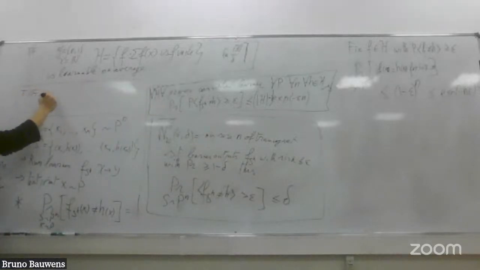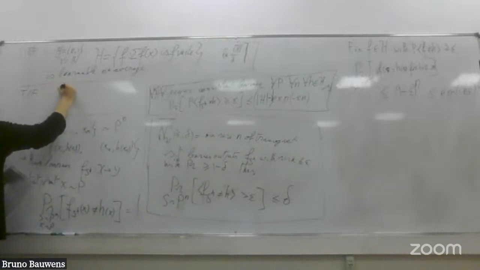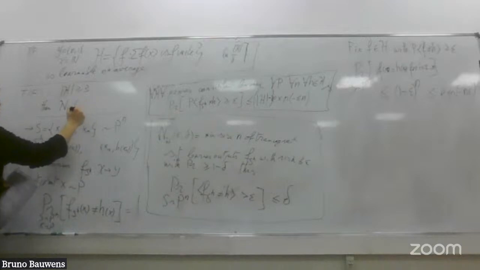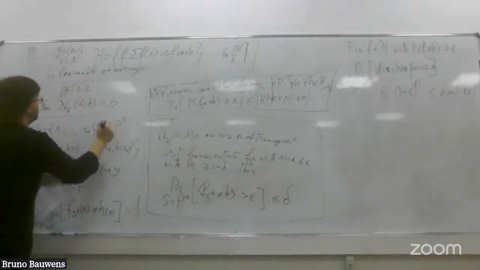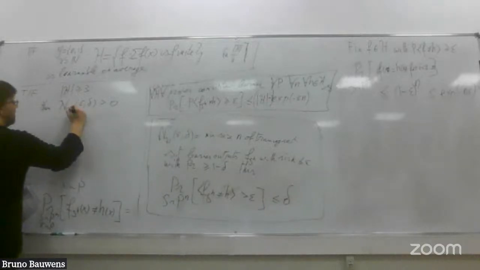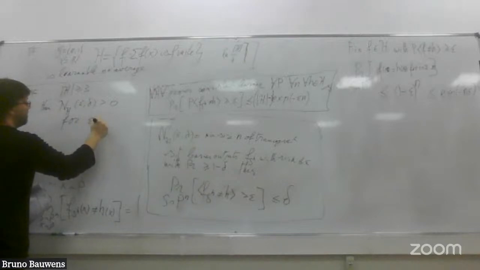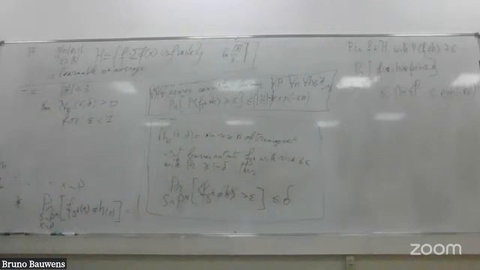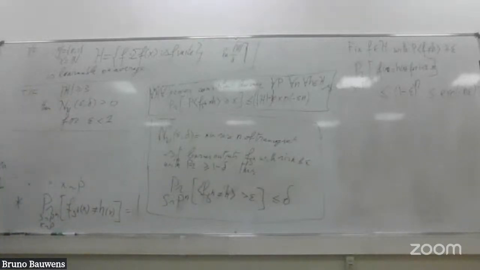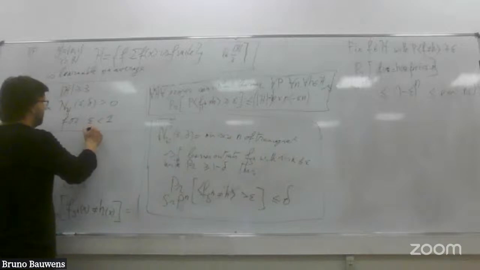Then another one, true or false, that if |H| is at least 3, then the sample complexity m_H(epsilon, delta) is always bigger than 0, for epsilon strictly smaller than 1 and delta smaller than 1.